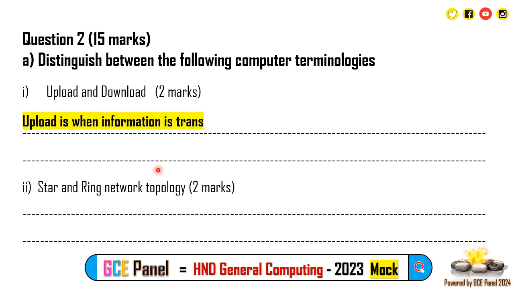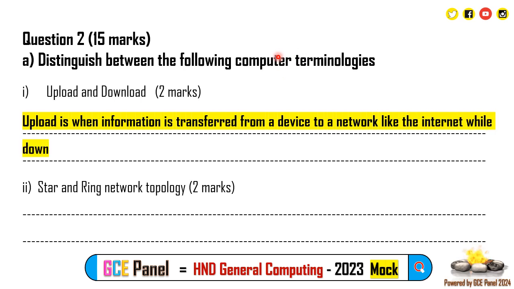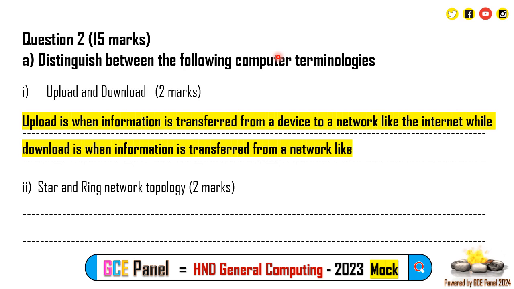So upload is when information is transferred from a device to a network like the internet, while download is when information is transferred from a network like the internet to a device. For upload, information goes from device to a network like the internet. Download is the reverse, but in the exam, don't say it's the reverse. We will mark it wrong.